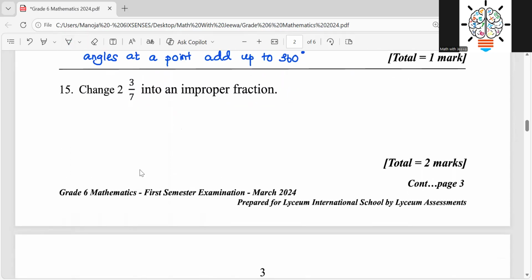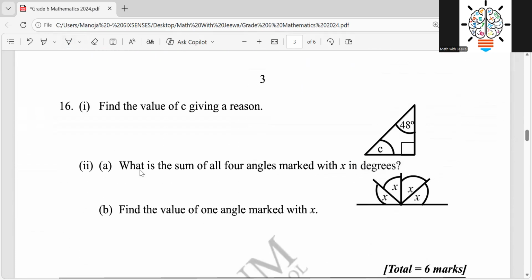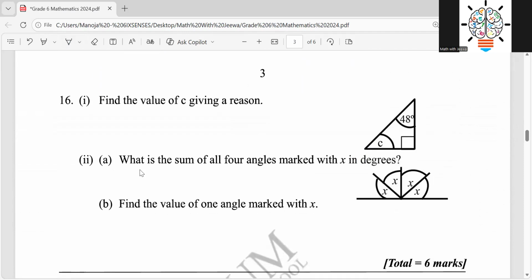You want to change the given mixed number into an improper fraction. We have done it a few times now. 7 times 2, 14. 14 plus 3, 17. 17 over 7. Then we will move to question number 16. Find the value of C, giving reason.